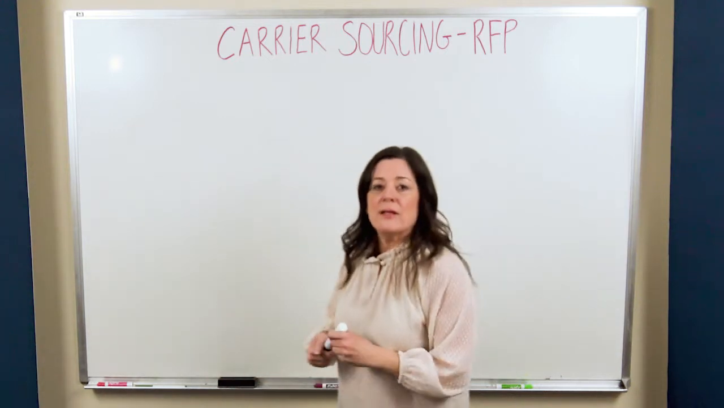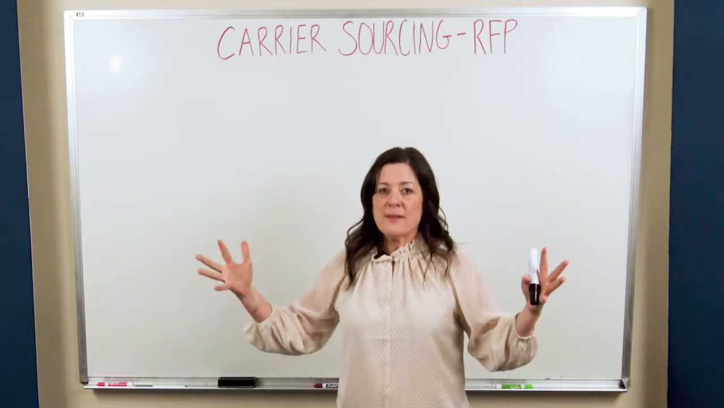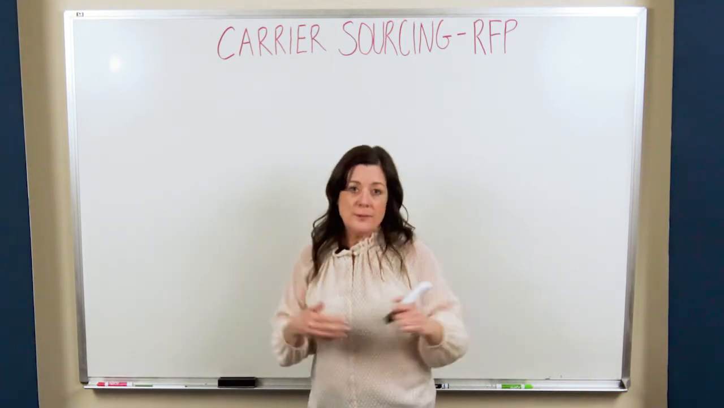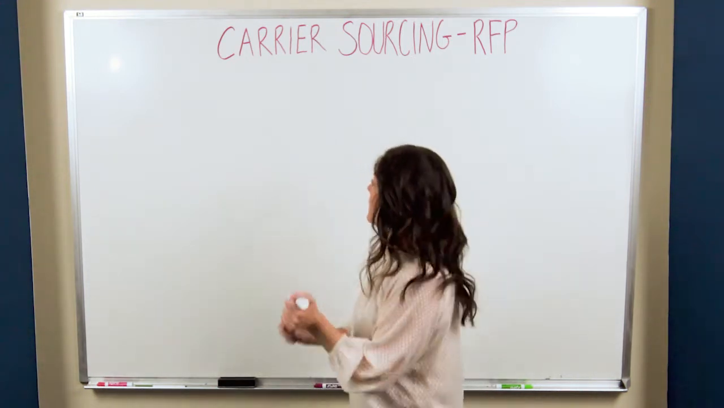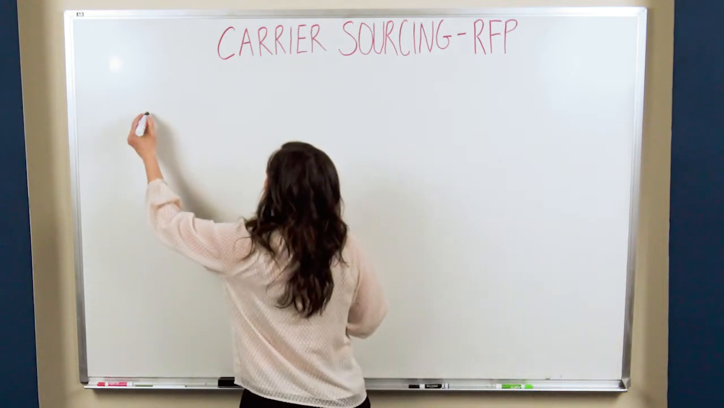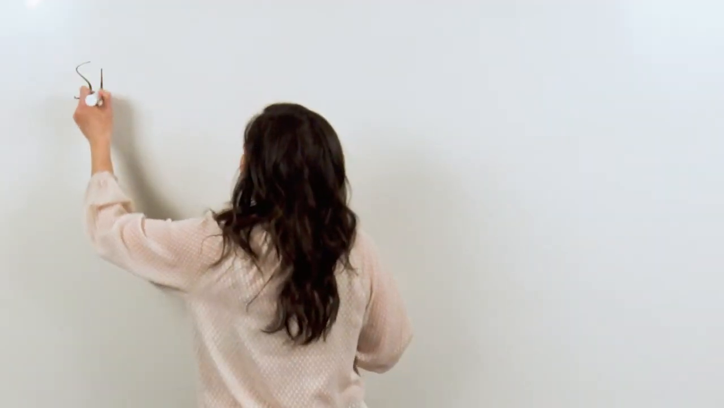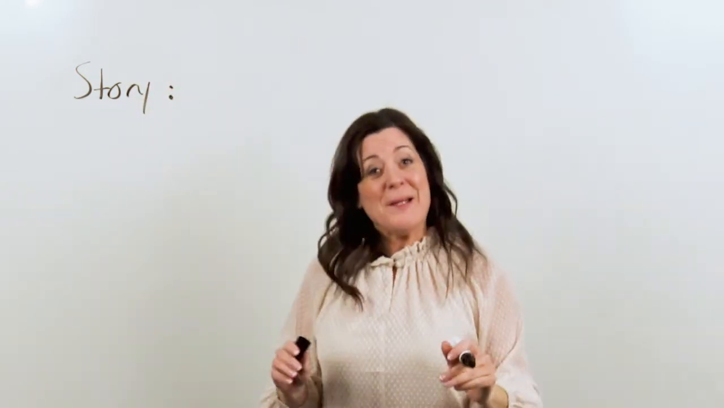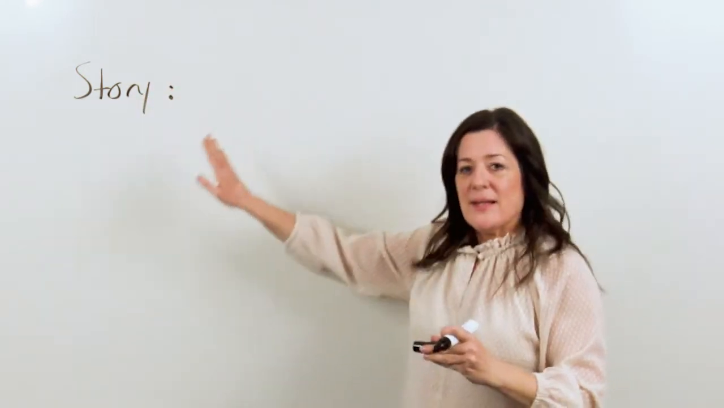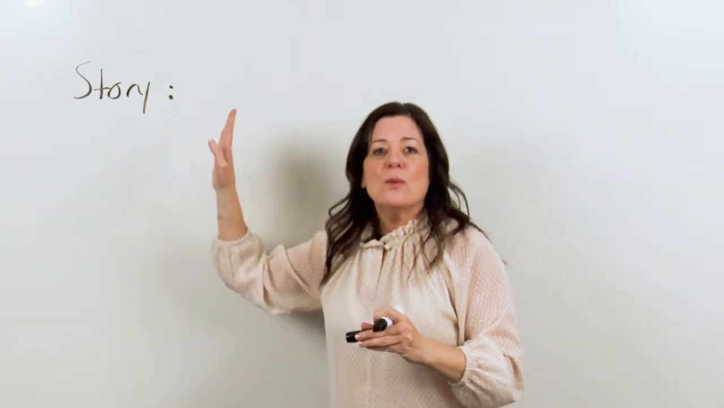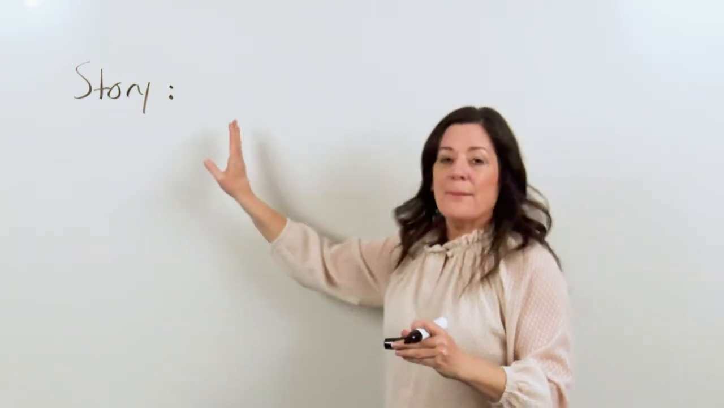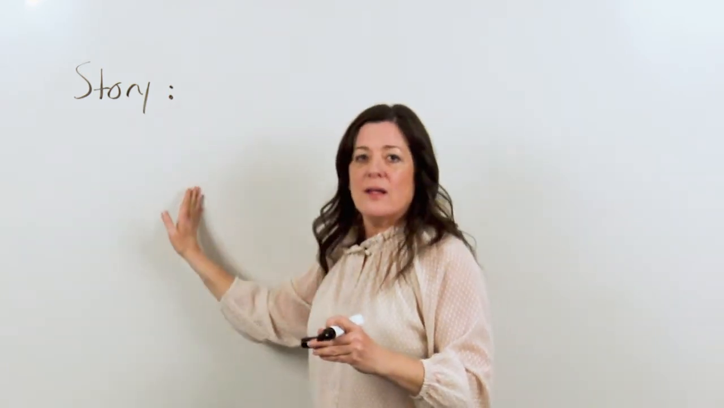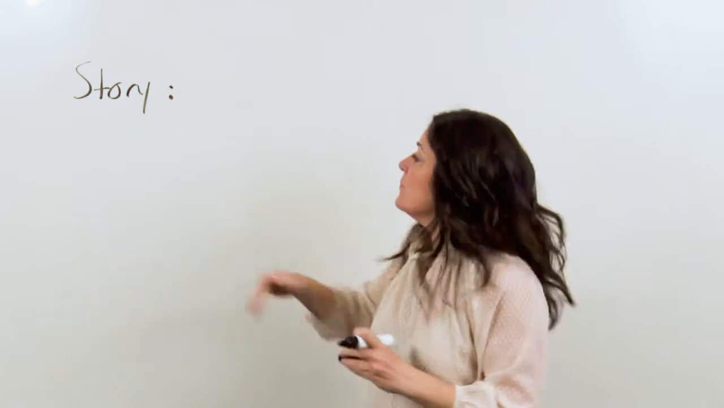So what should your bid outline look like? We do see this as a pretty robust bid workbook, okay? So we'll call it a workbook just for ease. You're going to start with your story. Sounds silly, but it's important. Outline the company, when the company was founded, what the company does, what the company's mission and value statement are. This is important. Outline the story of the company for the carriers.